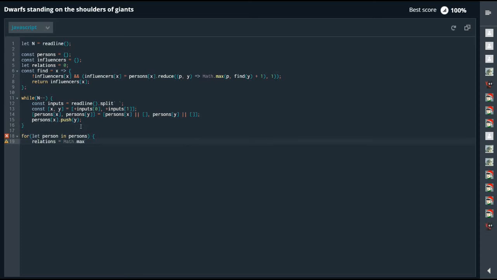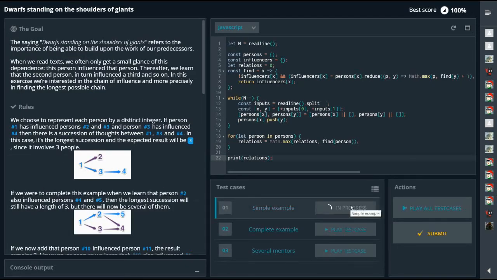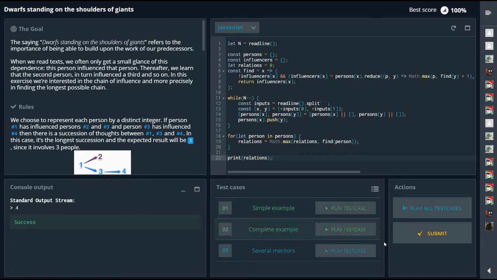Now, for each person, calculate all the relations. Print the results and test code. That's pretty easy, isn't it?